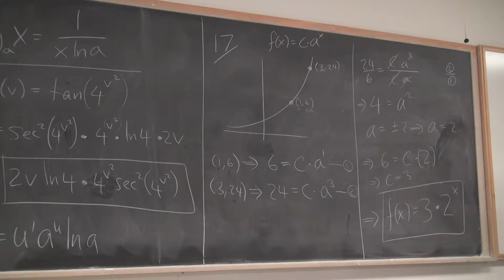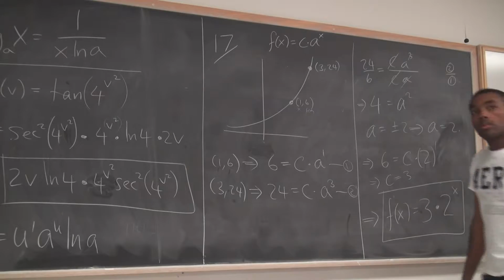And you can check your work just to make sure you have the right thing. When you plug in x equals 1, you get 3 times 2, which gives you 6. So that point works out. When you plug in x equals 3, 2 to the 3 gives you 8, and 3 times 8 is 24. And so that works out.